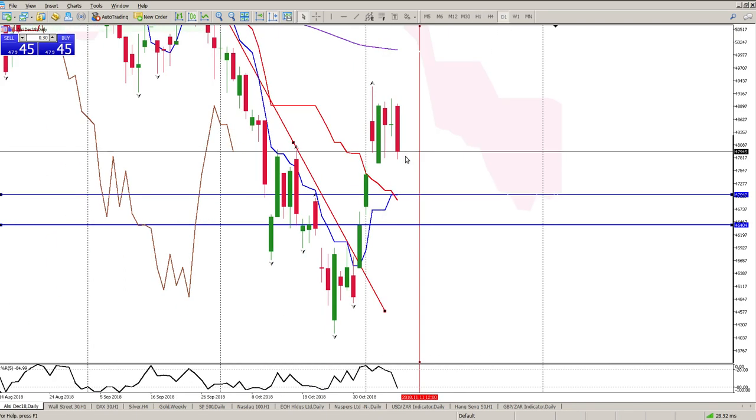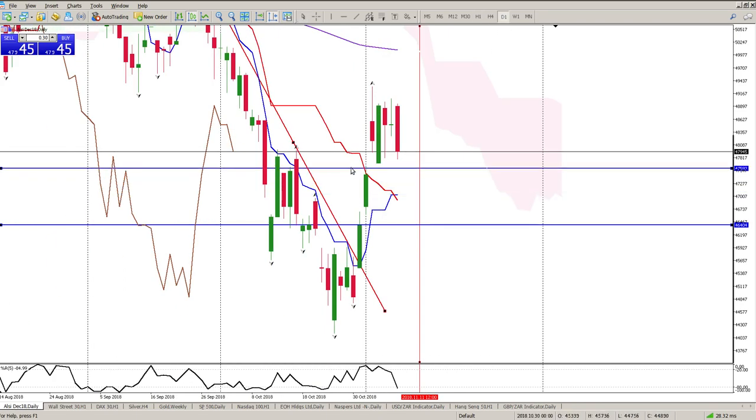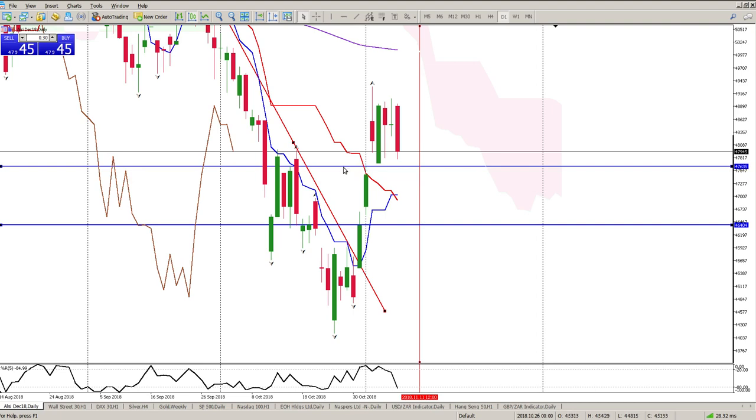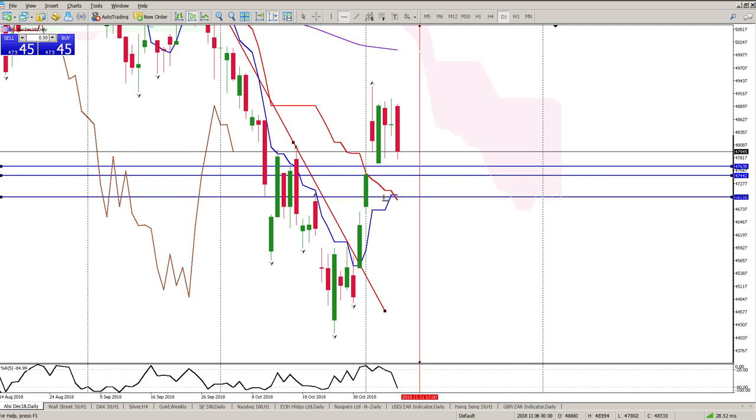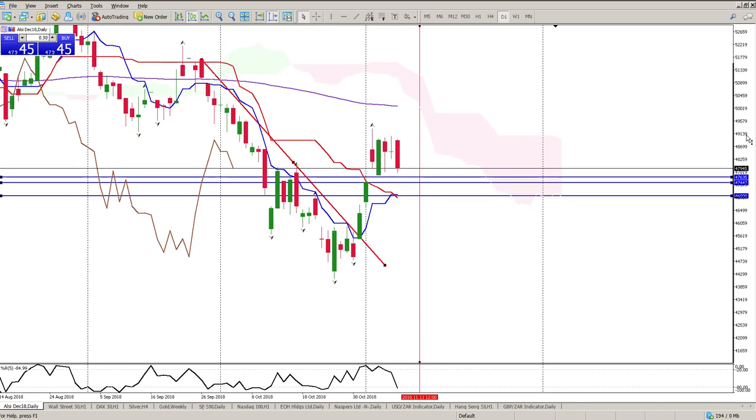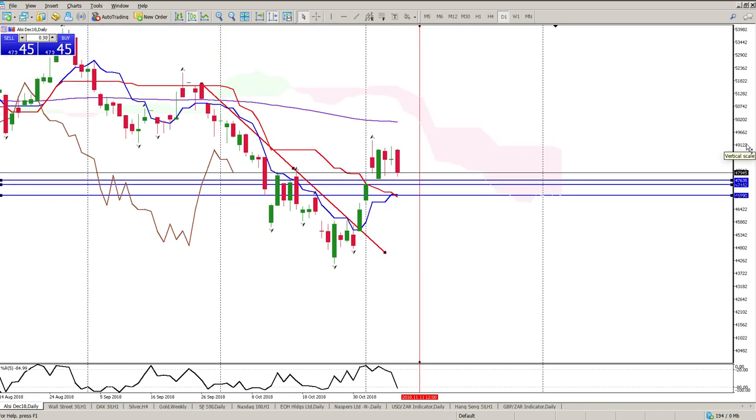And if I look on the daily, you can see there's a level there, there's a level there, and let's put another one in here. There's a level there as well. So there's an inside tail, and it coincides with the Kijun-sen and the Tenkan-sen. Okay, so yeah, I think that's kind of my view for today.